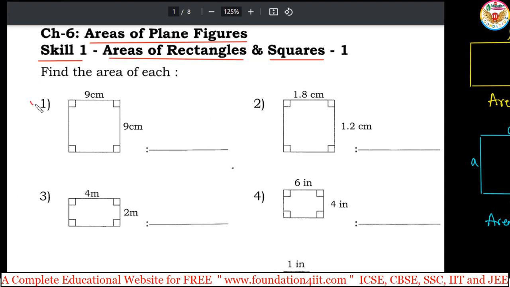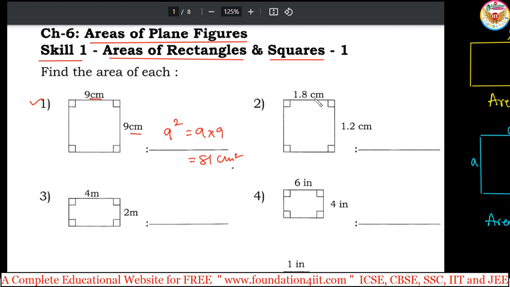First problem: four sides are equal, 9 centimeters, 9 centimeters. So 9 square is the area. That is 9 multiplied with 9. 9 into 9 is 81 centimeters square. Units are also important in these areas. This is in centimeters, both are the same units. Then only we can multiply. So 9 into 9, 81 square centimeters is the area of the square.